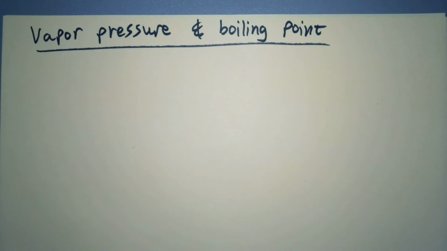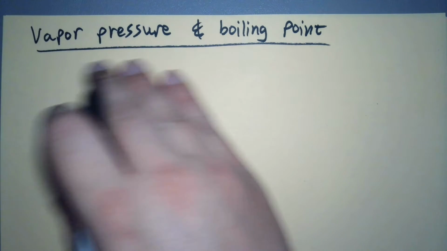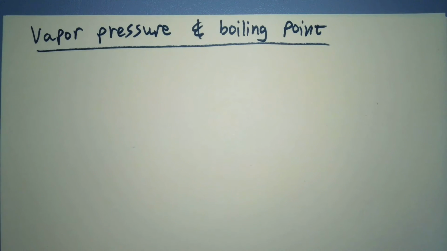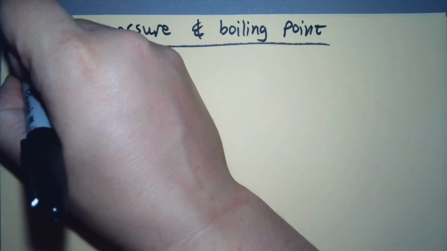Alright, so we're going to talk about some physical properties of liquids now. We're going to open up by talking about vapor pressure and boiling point. We talked a little bit about vapor pressure last week, so let's build on that this week. And just a reminder of what it is.